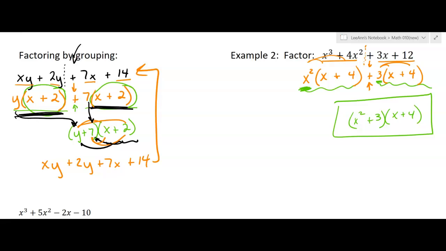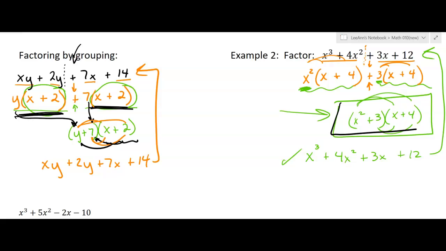You can distribute and see if it works, or FOIL it. F, that's x cubed, outer, the O, 4x squared, inner, the 3x, and 3 times 4 is 12. Is that what we had at the beginning? Yes. So it all checks out. What's the answer? The answer is what I put in the box. So you're not simplifying. You're changing the form. You're changing it from a bunch of stuff being added and subtracted to stuff times stuff.